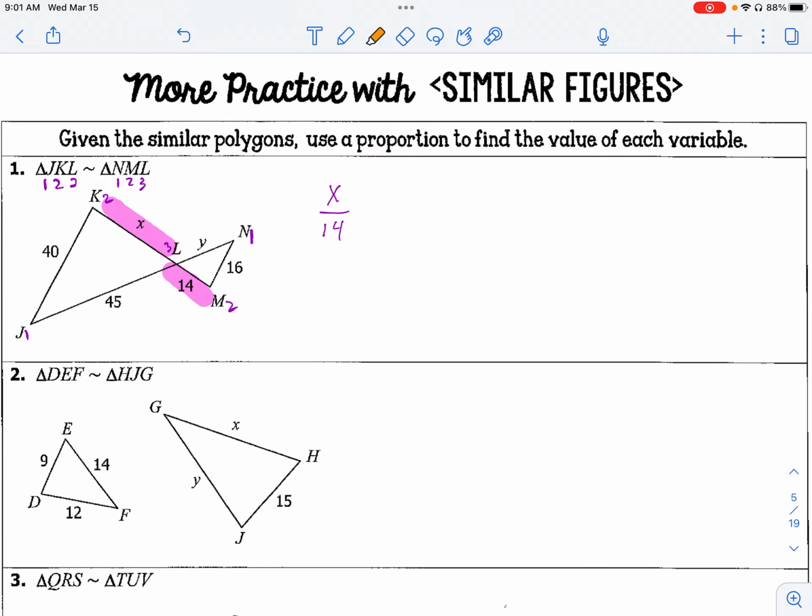Now we got to find some numbers. Let's see. Y is between 1 and 3. We don't want that. 16 is between 1 and 2 right here. So let's go over here and find 1 and 2, which is right there. So we get 40 over 16.